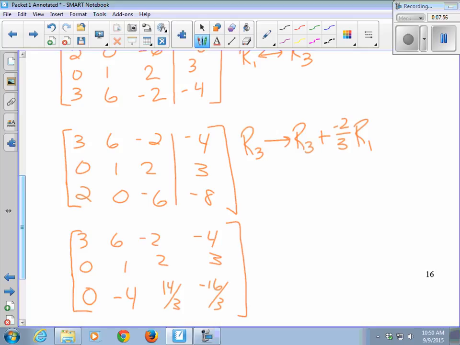Okay, so now move to column 2. My first goal is all set in that I have zeros underneath row 1. So I move to column 2, and I want to have zeros underneath row 2. So the thing I'm trying to get rid of now is that negative 4. That's all I need to get rid of. Yep. So I'm going to take row 3 and replace it with row 3 plus negative 4 row 2.